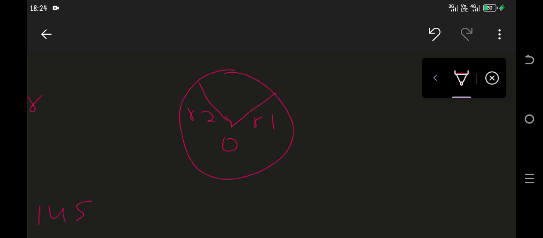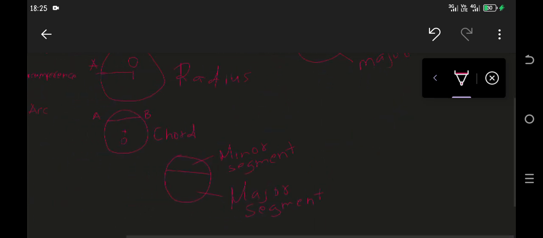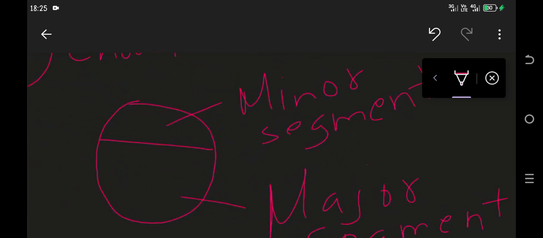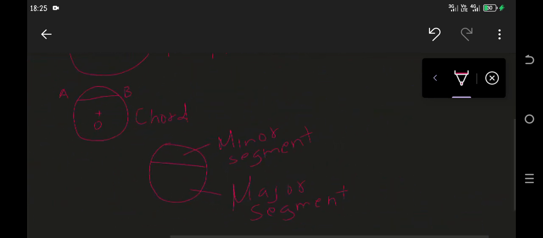Now, this is the minor sector and this is the major sector. We have the minor sector and the major sector being formed by an arc and two radii. The segment is being formed by the chord. So that is what all these terms mean.